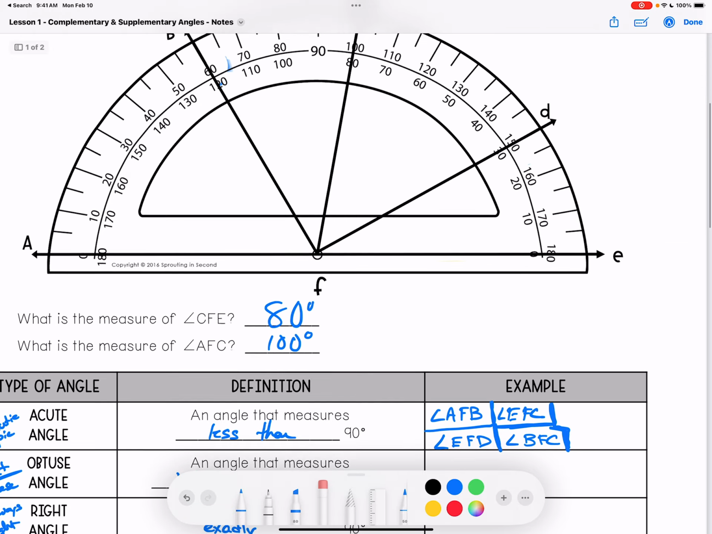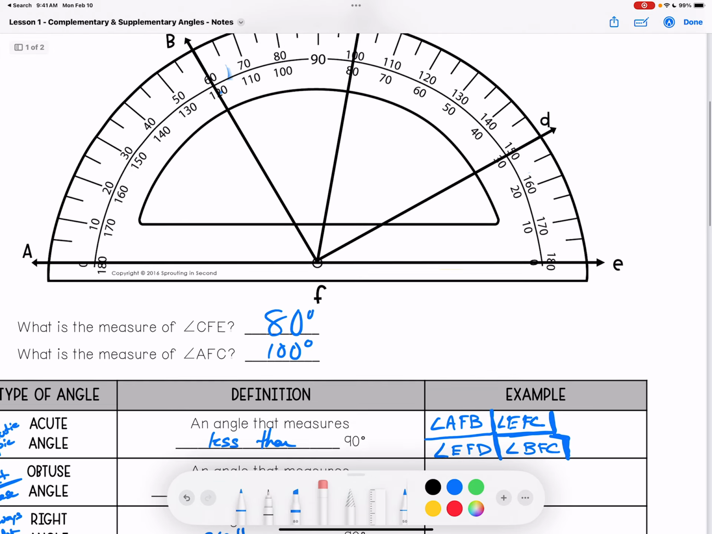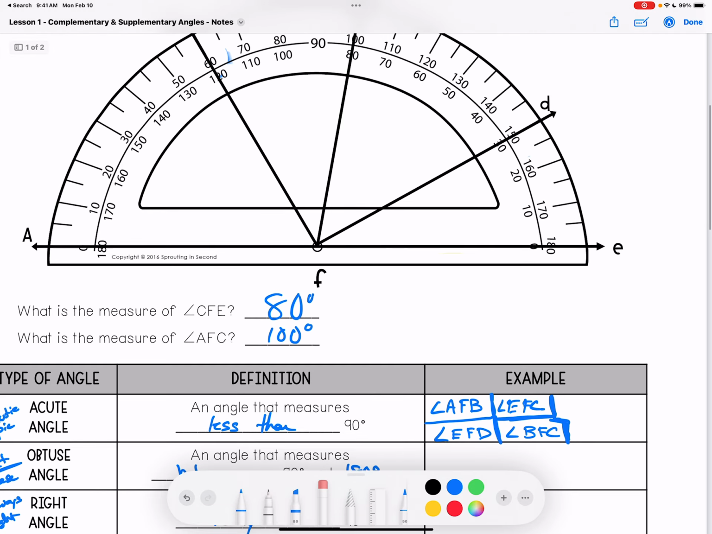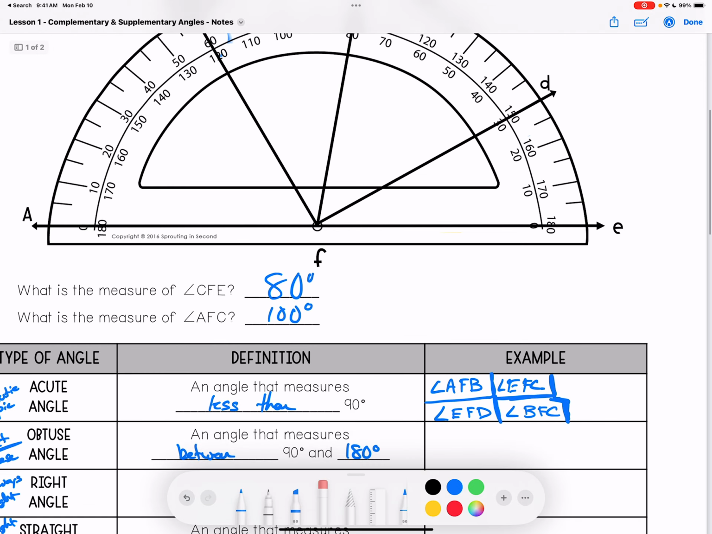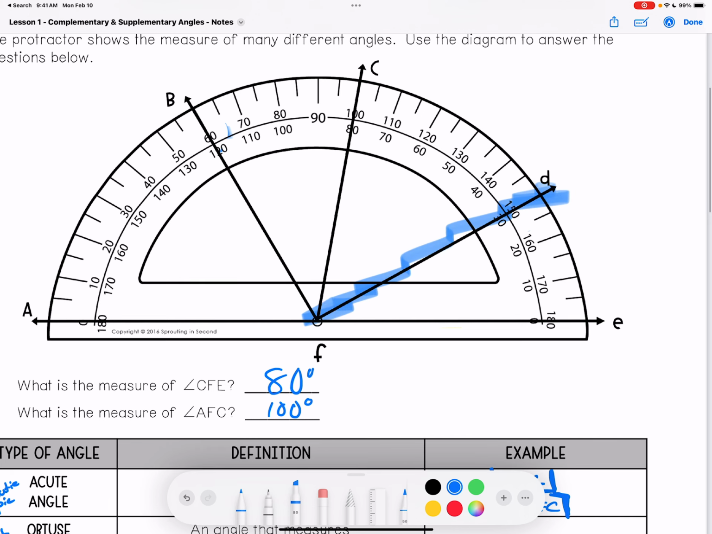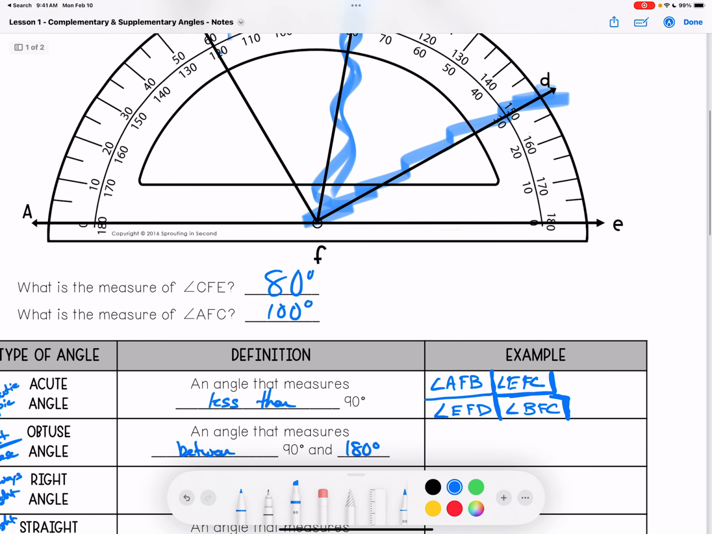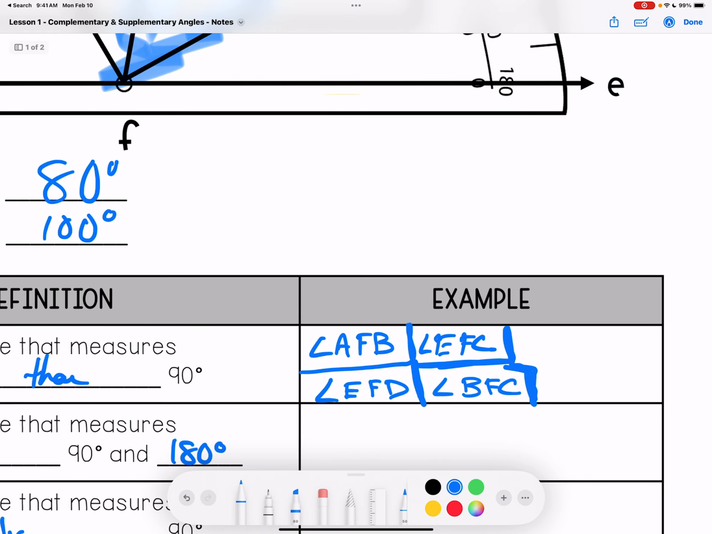So, did I get CFB? Yeah, I got that. Did I get CFD? Nope, I didn't get CFD. I didn't get this one. Or DFC. Nope, I didn't get that one. Last one is DFC. Or you could have put CFD.